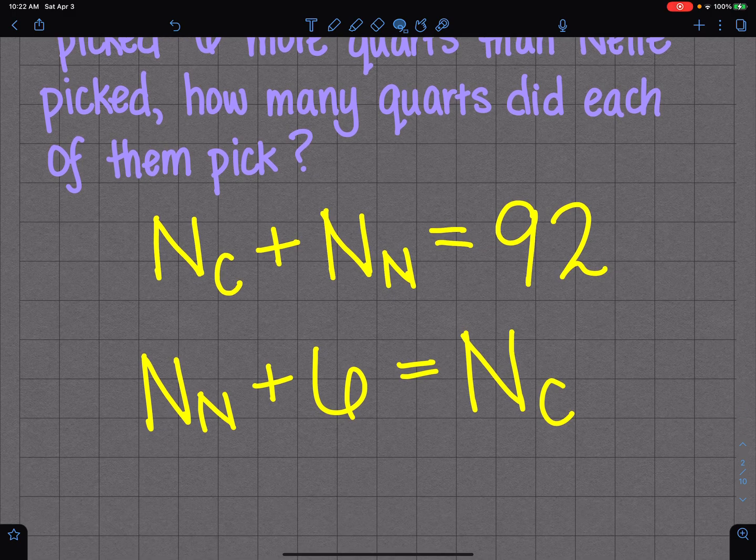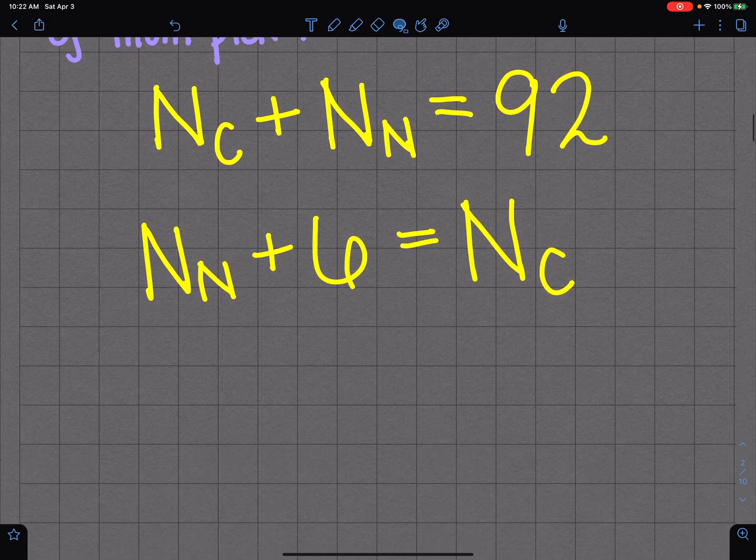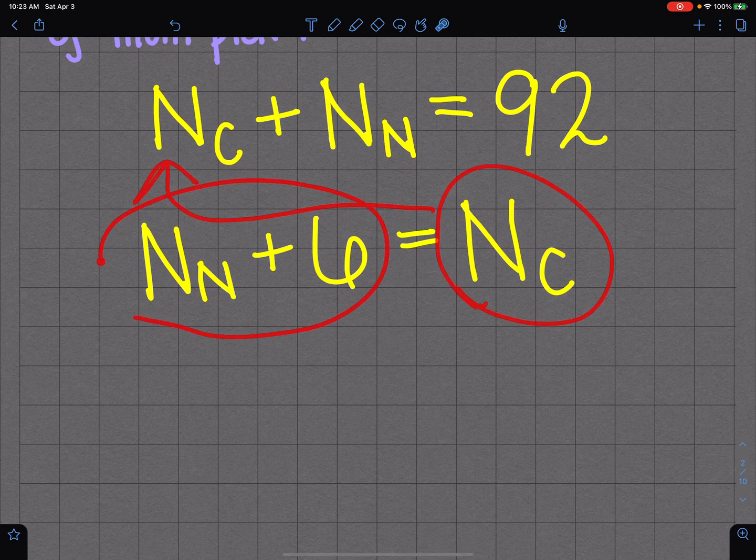And I have 2 unknowns. So I can use the process of either substitution or elimination. So let's just do this first one to figure it out, right? Here I have the number that Charles picked. If I plug that into here, or if I plug this into here, then I can solve it, right?